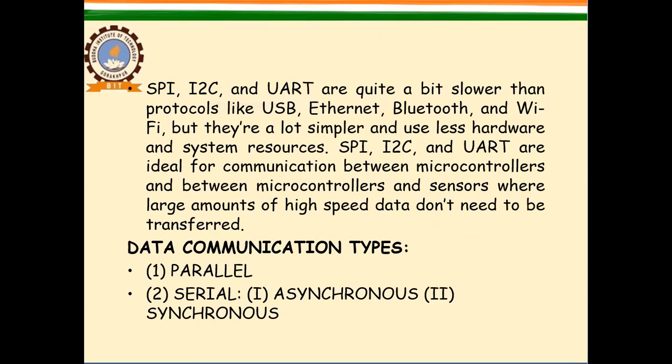So, if we are going to design an embedded system and the only need is to communicate between the components, rather than speed, if it is our prime concern, then we use SPI, I2C, and UART. If the prime need is speed, the speed of communication, then certainly we go with USB, Ethernet, or Bluetooth.